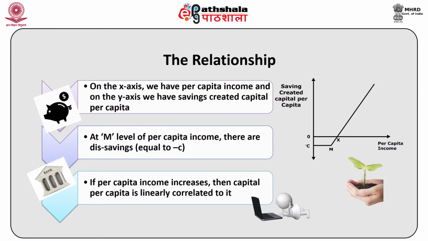As can be seen, on the x-axis we have per capita income, and on the y-axis we have savings created capital per capita. Till M levels of per capita income, there are dis-savings which are equal to minus C. If the per capita income increases, then savings per capita is linearly correlated to it.